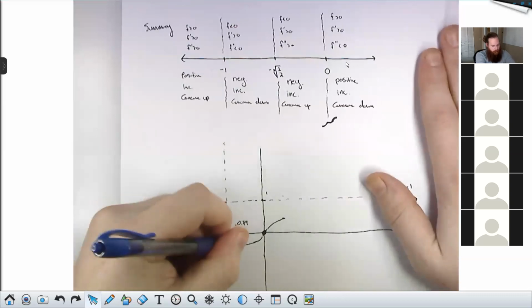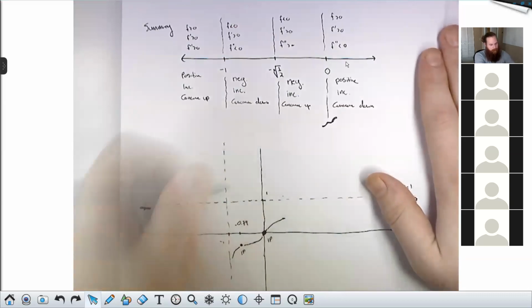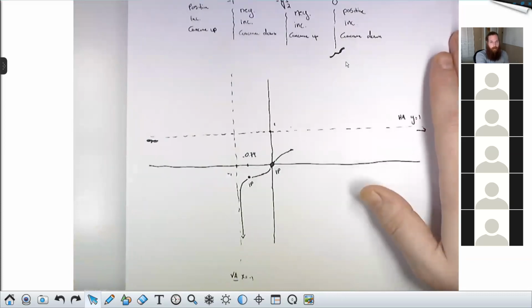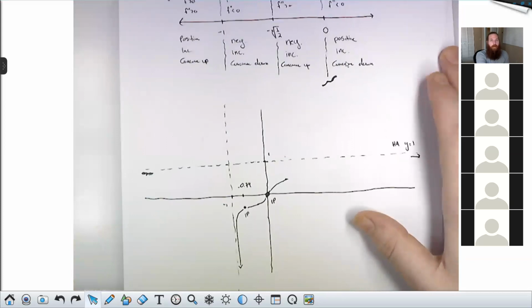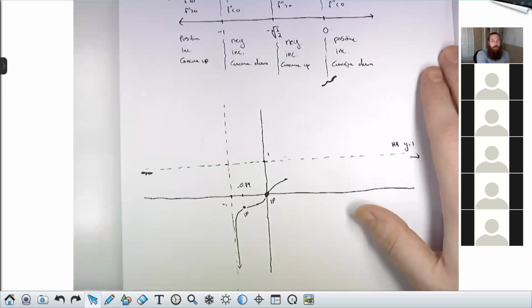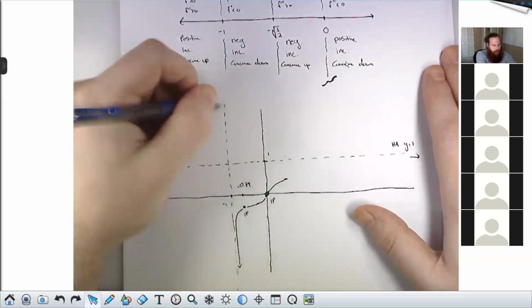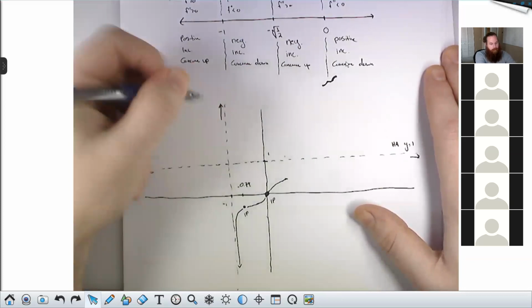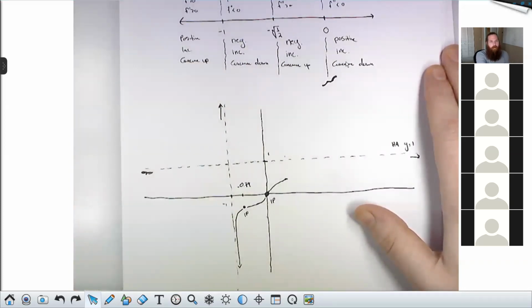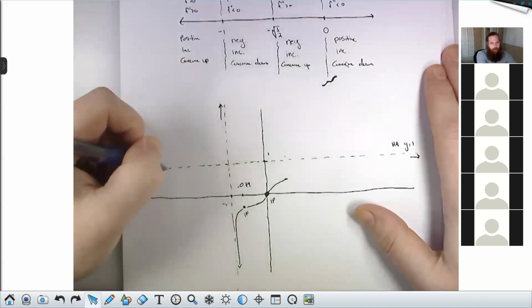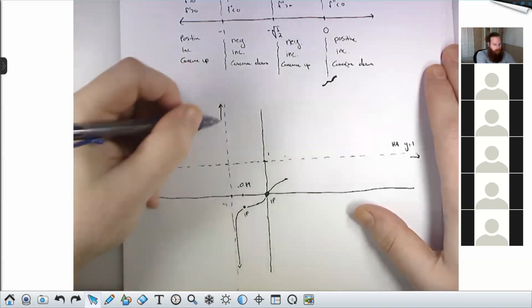So I've got my IP here. I've got an IP here. And then that means I'm going to have to approach this HA like that, or the VA there like that. And then what other information do I have? I know that to the left of -1 over here, F itself is positive, so I've got to be coming along this VA like this. I know that over here I'm increasing and concave up. Over here, I'm increasing concave down.